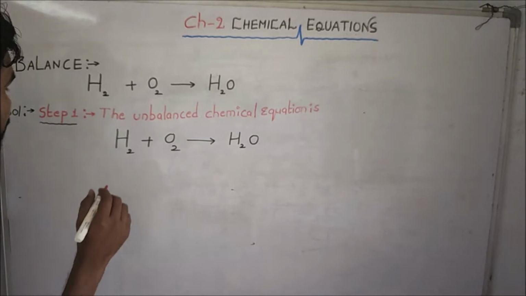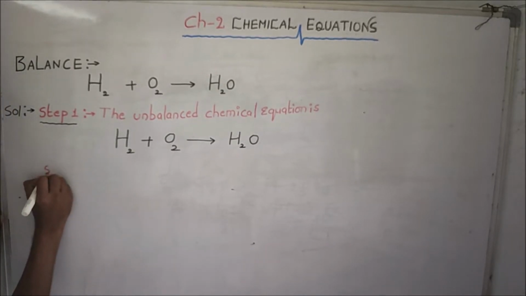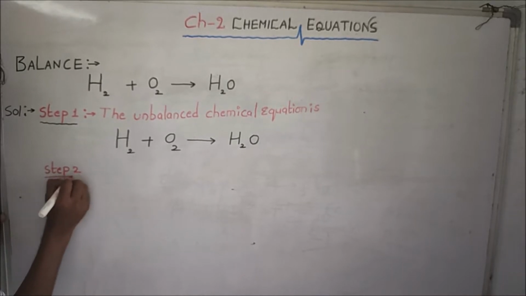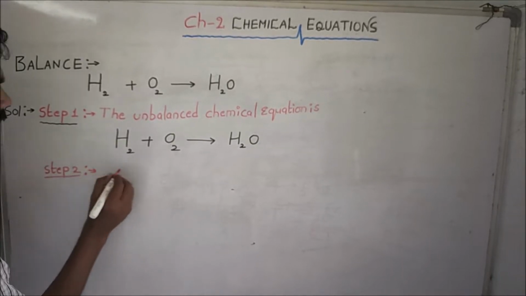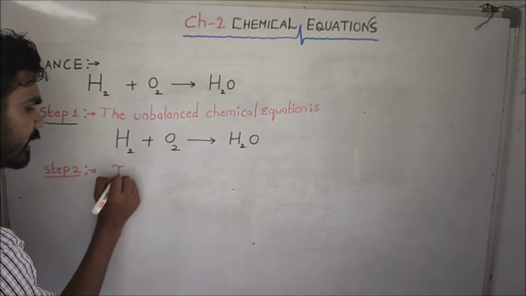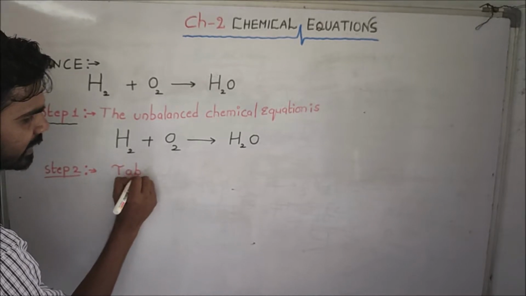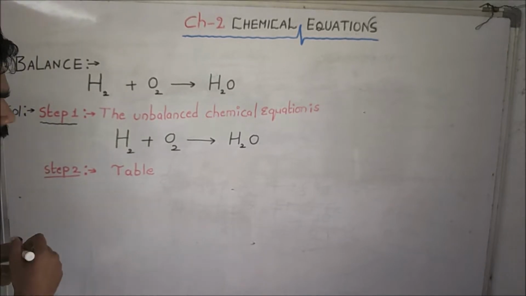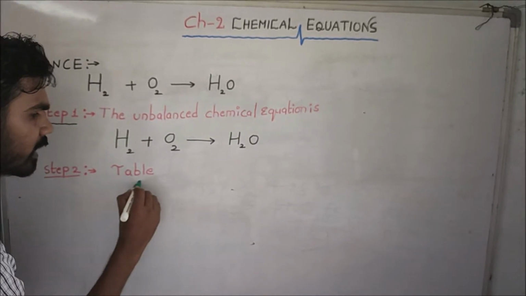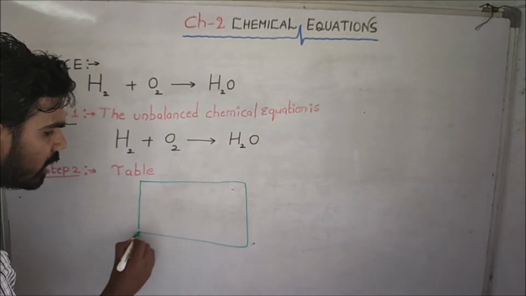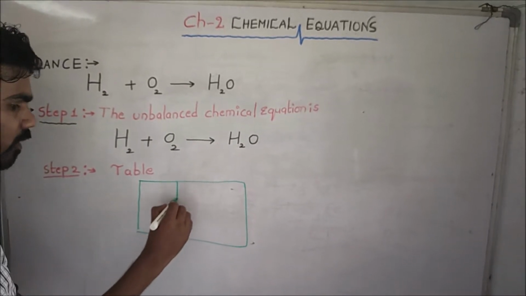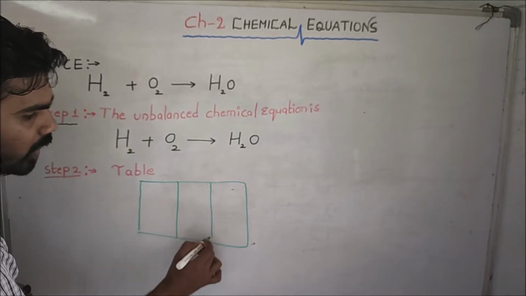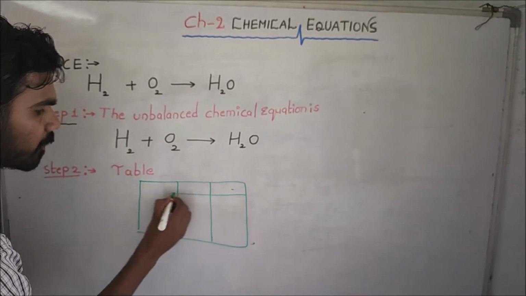Now after this, write step 2. Step 2 is table. Just now we have written table. You just write the side heading table. And the table contains 3 columns. How many columns? 3 columns: first column, second column, third column.